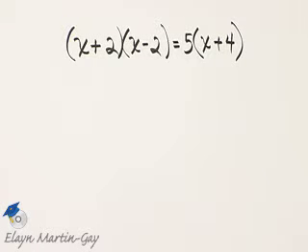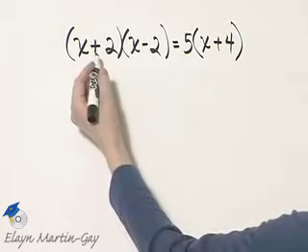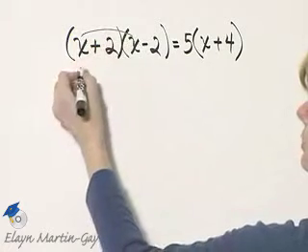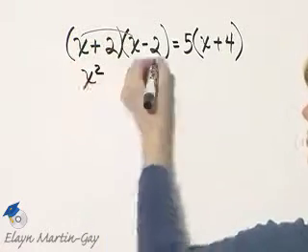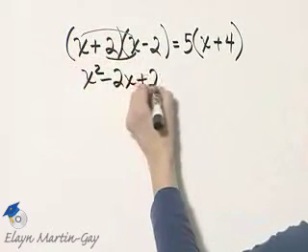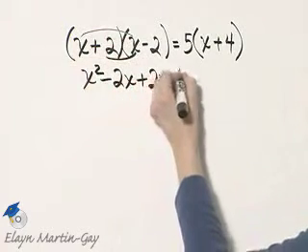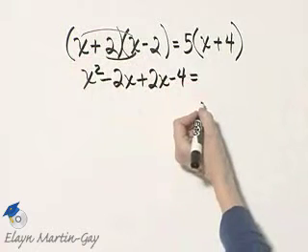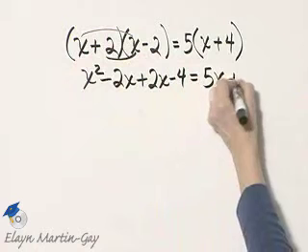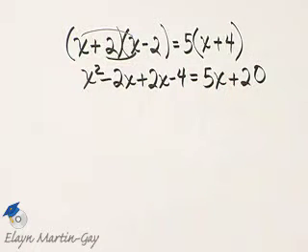Let's solve this equation, and at first you may not even notice that it is a quadratic equation, but we'll begin by multiplying and removing parentheses. So that's x squared minus 2x, product of the inside terms, plus 2x, and then last times last, minus 4, and that is equal to 5 times x, or 5x, plus 5 times 4, or 20.